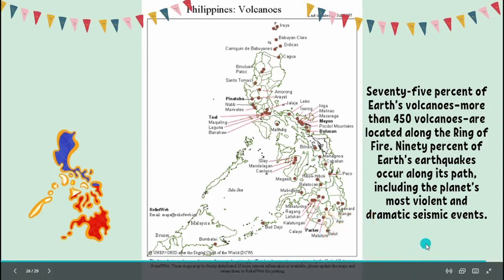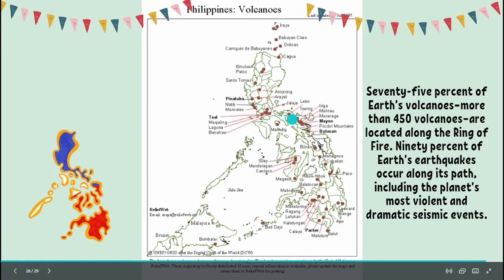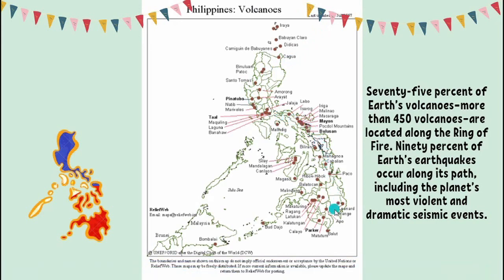75% of the Earth's volcanoes, more than 450 volcanoes, are located along the Ring of Fire. 90% of Earth's earthquakes occur along its path, including the planet's most violent and dramatic seismic events. As you observe also, the volcanoes formed on the east side of the Philippines, and that is near the Pacific Ocean. And that is also because the Philippines is located on the Pacific Ring of Fire.